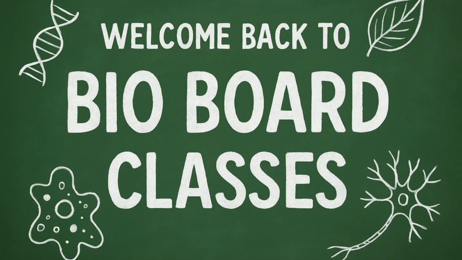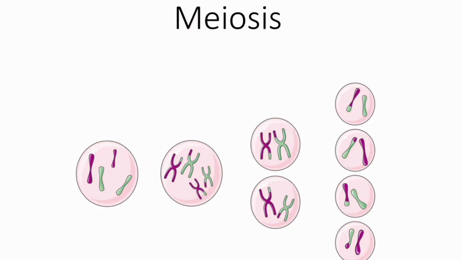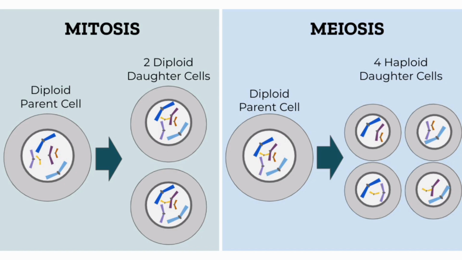In our last video, we learned about mitosis, how our body cells divide to help us grow and repair. But what about the cells needed for reproduction? That's where meiosis comes in. Meiosis is a special type of cell division. It happens only in cells that make gametes, like sperm in males and eggs in females.